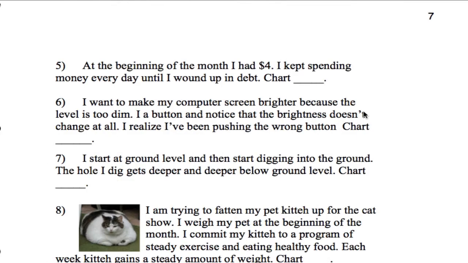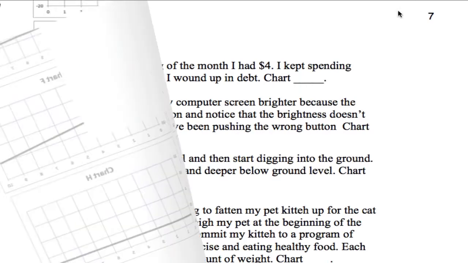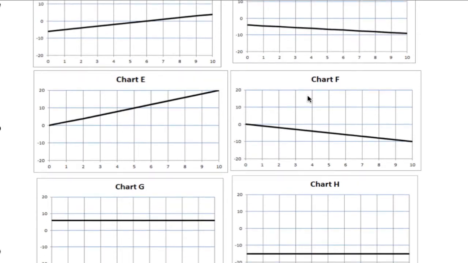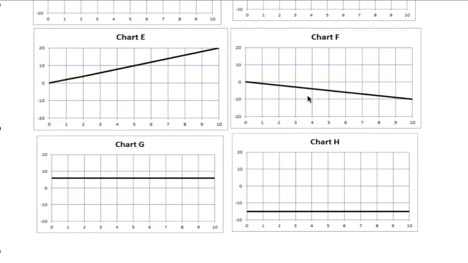So question 1. At the beginning of the month, I had $4. I kept spending money every day until I wound up in debt. So it looks like I'm losing money, and my initial money amount was $4. So let's see if I can find a chart that looks like I have a y-intercept of 4 that gets smaller and smaller.